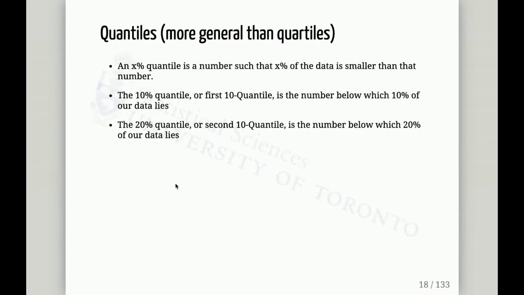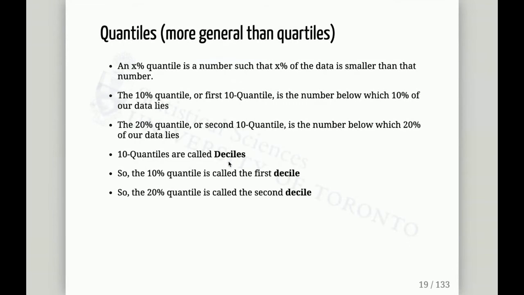And then we also had questions on why we divide by 4 for quartiles. If you think about quartiles, just think about quarters: you break things into 4. An X% quantile is a number such that X% of the data is smaller than that number. Just as a demonstration, the 10% quantile, or the first 10-quantile, notice it's quantile, not quartile, is the number below which 10% of our data lies. The 20% quantile, or the second 10-quantile, is the number below which 20% of the data lies. 10-quantiles are called deciles, so the 10% quantile is the first decile, and the 20% quantile is the second decile.